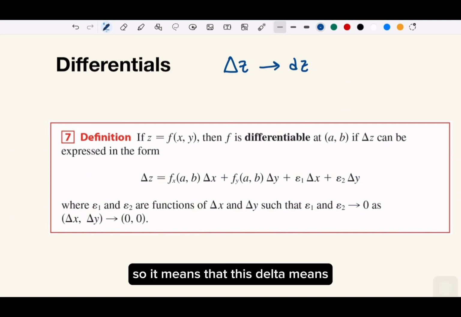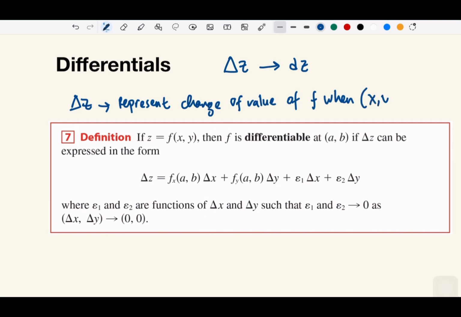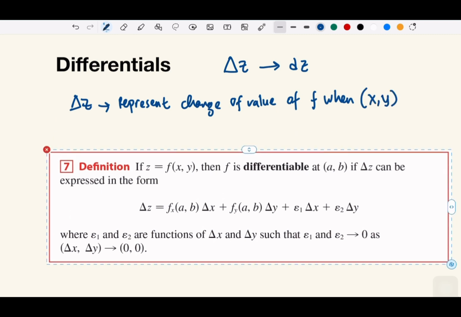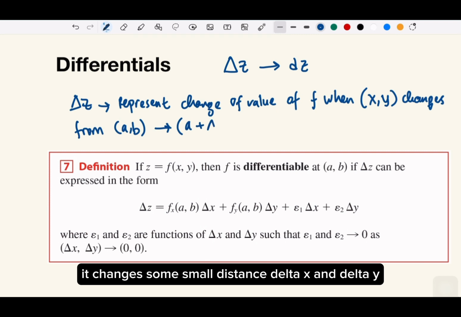So delta z represents the change of value of f when x, y changes from point (a, b) by some small distance delta x and delta y.